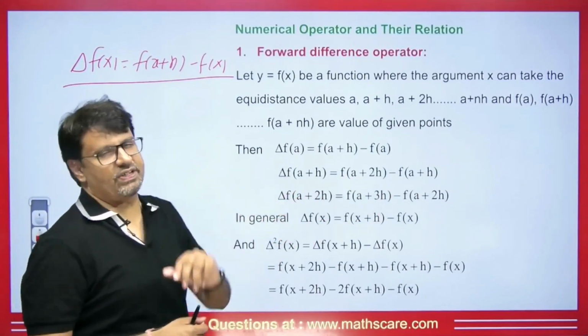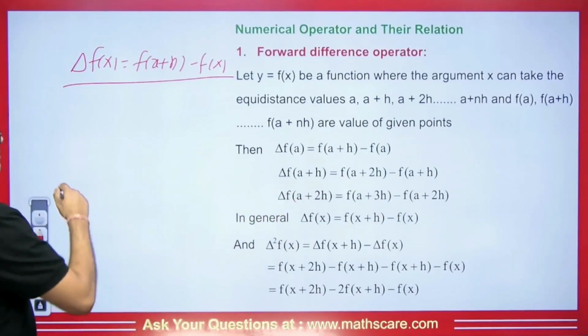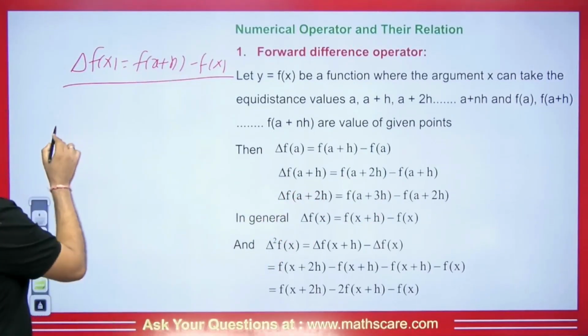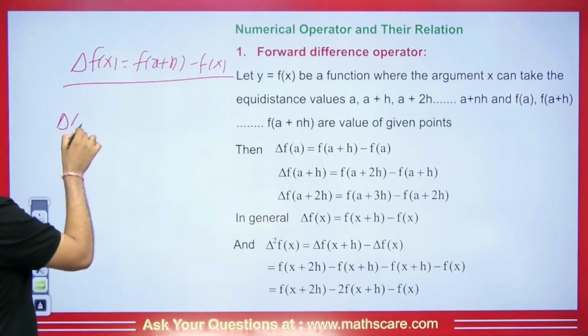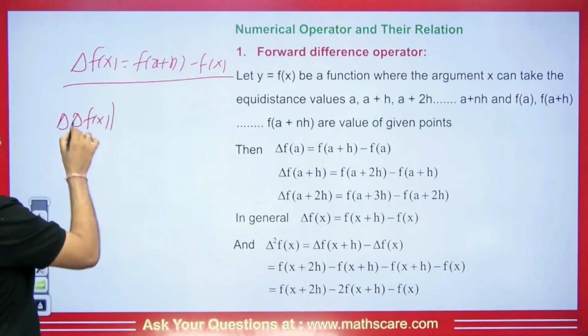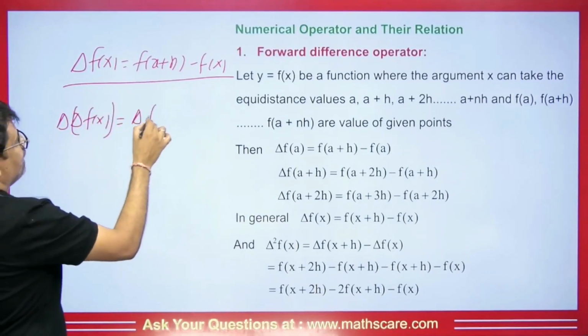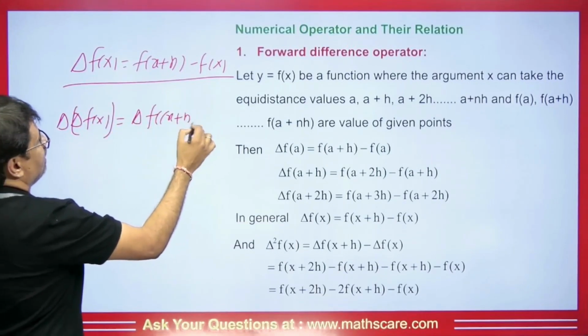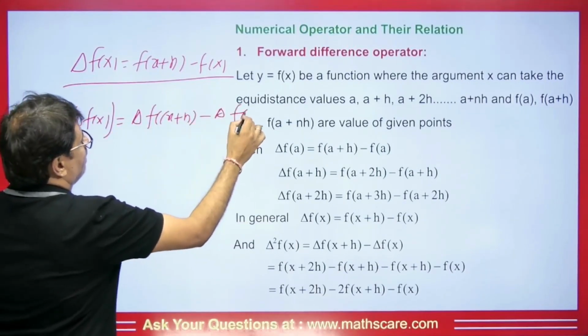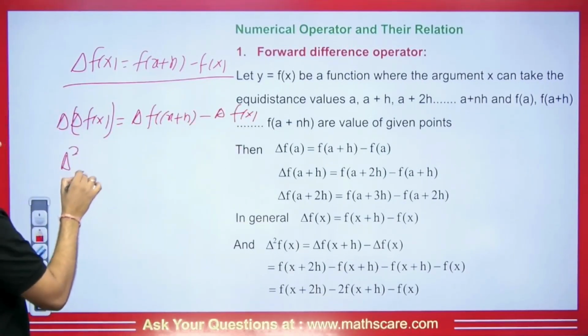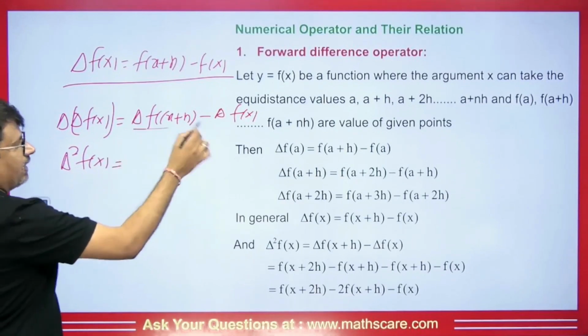If we want to apply del square f(x), it does not mean its whole square. What will we do next? We will put del on it, del of del f(x). So in all these places, del will be applied. It will be del f(x plus h) minus del f(x). So the value of this will be del square f(x).